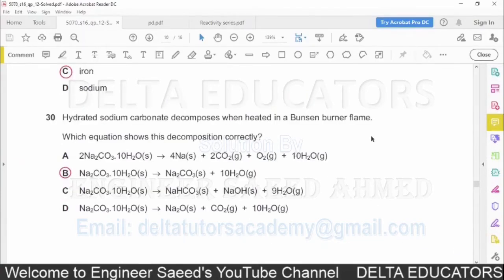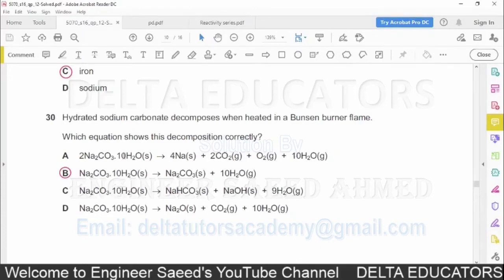Question number 30. Hydrated sodium carbonate decomposes when heated in a Bunsen burner flame. Which equation shows this decomposition correctly? Here we are just heating hydrated sodium carbonate. Hydrated sodium carbonate means here with the sodium carbonate, water molecules are present as water of crystallization. So when we heat hydrated sodium carbonate in a Bunsen burner flame, this water will be evaporated and we will get only sodium carbonate.